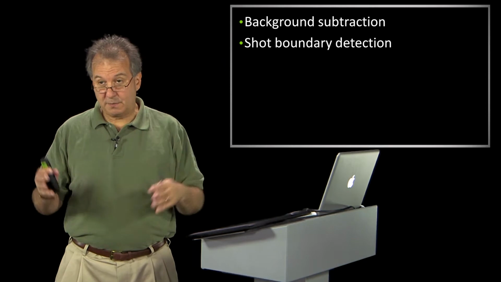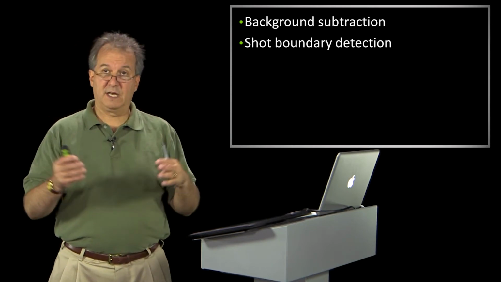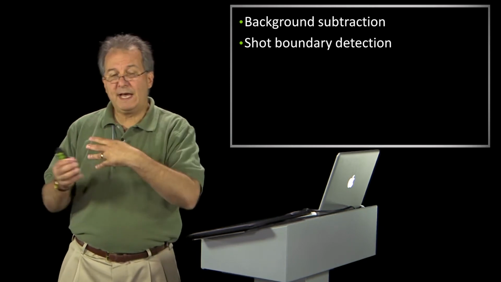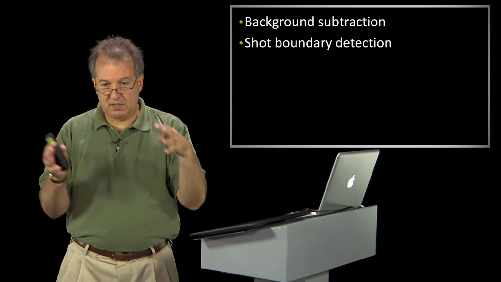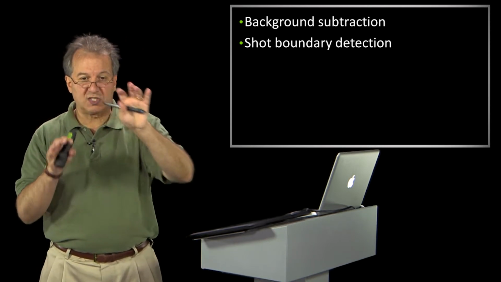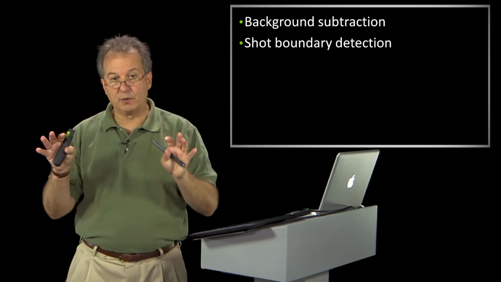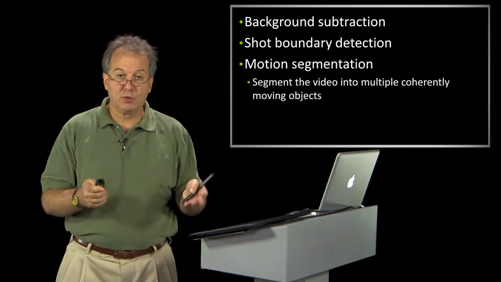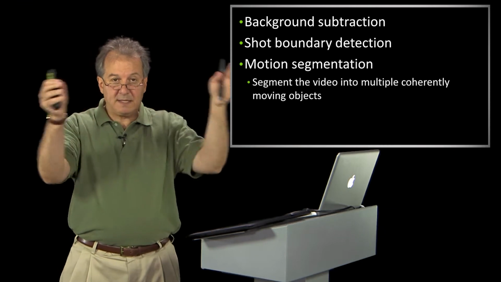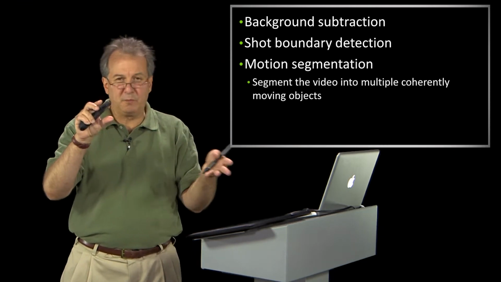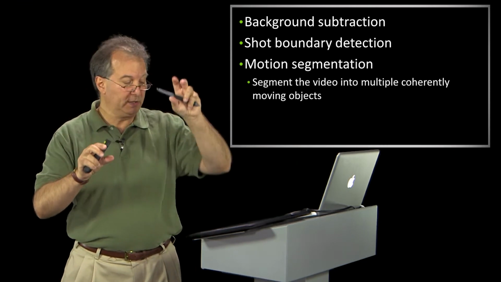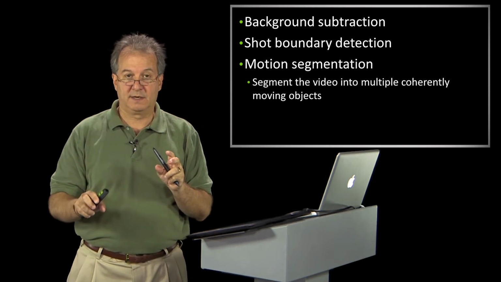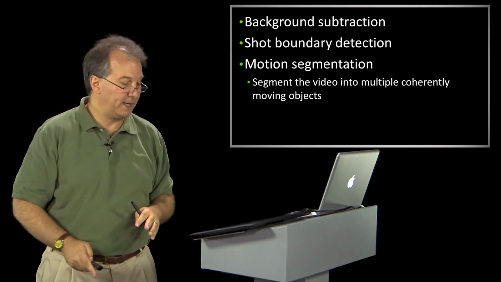So we have background subtraction. We have shot boundary detection. Maybe we have a bunch of objects that are moving in different ways within a scene, and we'd like to separate out each of those objects. And that's referred to as motion segmentation. Motion segmentation is you segment the video into multiple, what we call coherently moving objects. All right, so they're each moving, but they're moving in an independent way.